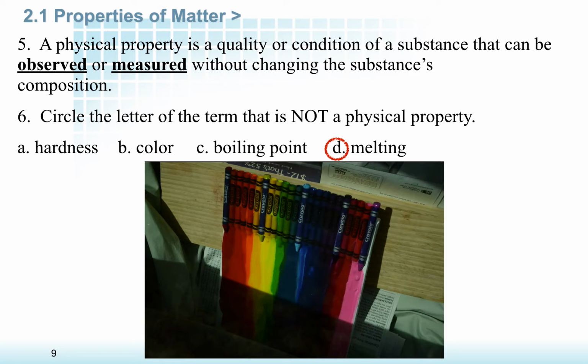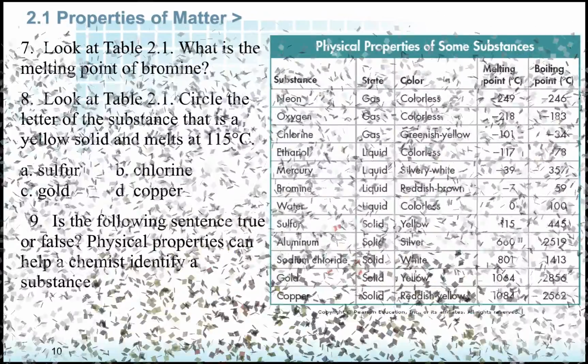Now, hardness, color, and boiling point are properties. Melting is a phase change. That's a physical change, not a property. Melting point is a property. Melting itself is a change.